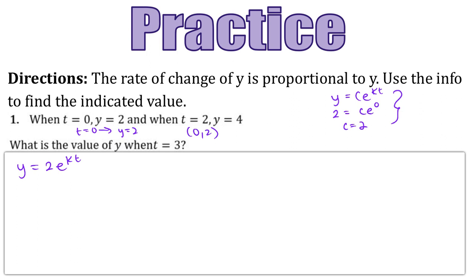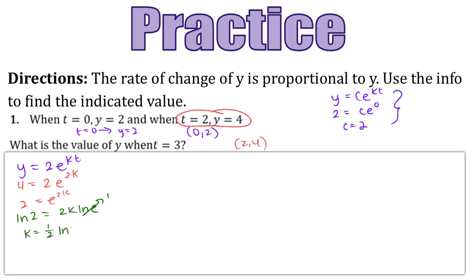We still don't know what k is, and k is the only other value that's going to be constant no matter what, so we're going to use this second piece of information to find k. If I plug 4 in, I get 2 times e to the 2k. Remember, we're plugging in 2 for t. We can divide both sides by 2. To solve for k, or to get k out of the exponent, we're going to natural log both sides. Natural log of e is 1. So if we solve this, we're going to get that k is equal to natural log of 2 divided by 2, or 1/2 natural log of 2.